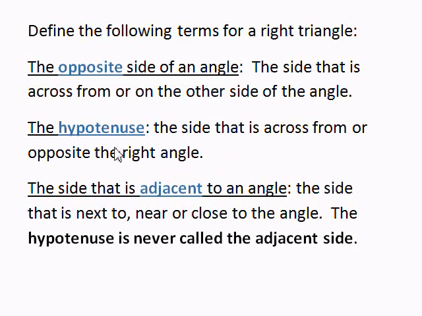Now it specifically has to be the right angle. The side that is adjacent to an angle is the side that is next to, near, or close to the angle. The hypotenuse is never called the adjacent side. That's a very important note to make when we move on to identifying the opposite side, hypotenuse, and adjacent sides.